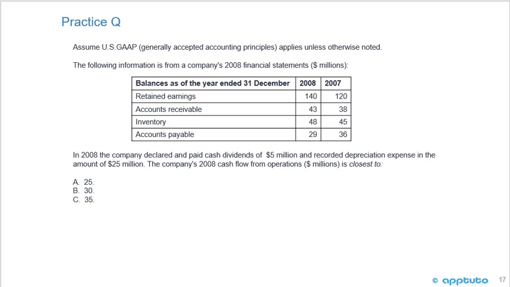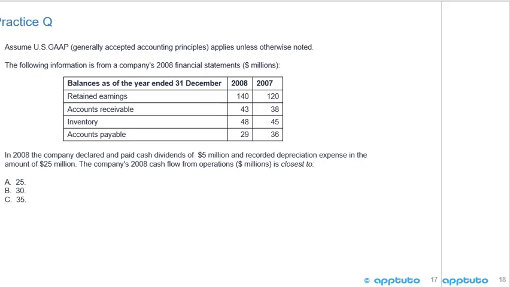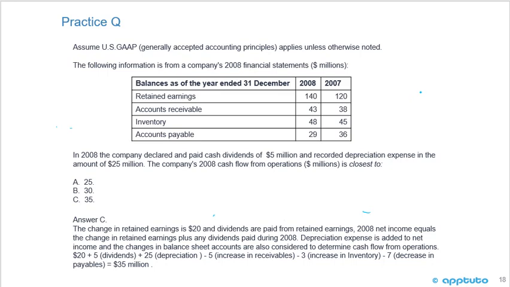In 2008, the company declared and paid cash dividends of $5 million and recorded depreciation expense in the amount of $25 million. The company's 2008 cash flow from operations in millions is closest to A, 25, B, 30, or C, 35? This is a nice little question to end the LOS on, because you've got to do a couple of quick sub-calculations within the 90 seconds, and you've got to read through the data and see what you need.